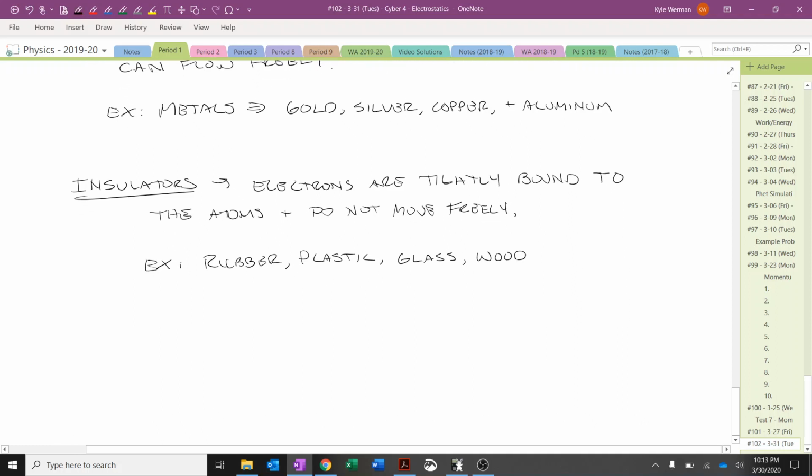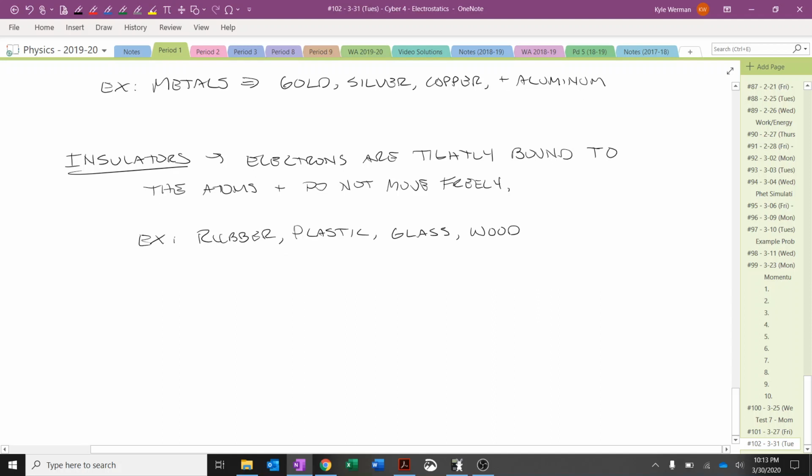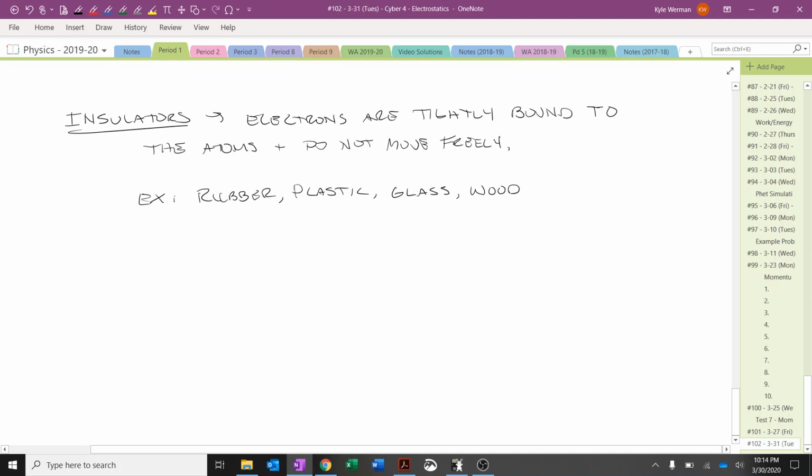Right? And so these materials, if you were to rub them with a cloth or a material that would give up electrons, that material will hold on to those electrons, and those electrons will sit in that one spot. That balloon, those electrons will sit in that rubber and stay there. They won't transfer around the balloon. Whereas if that was a metal balloon, the electrons would spread out over the whole surface.